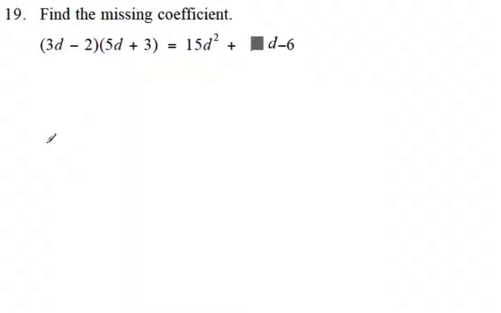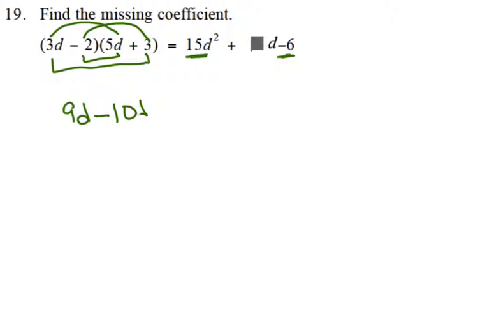Okay, number 19. Find the missing coefficient. We have 3d minus 2, 5d plus 3. We already have our first term, and we already have the last term. If you'll notice, 3d times 5d gives us that 15d squared. And negative 2 times 3 gives us that negative 6. Now we need to take a look at the outer and inner. So we have 3d times 3, which is 9d. And we have negative 2 times 5d, which is negative 10d.